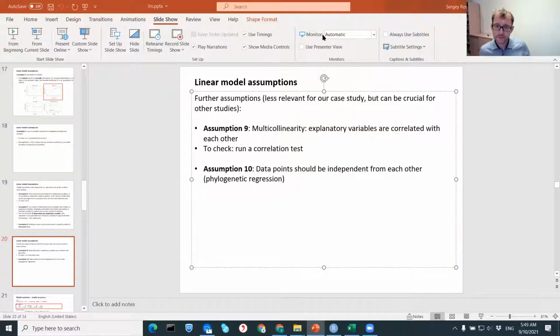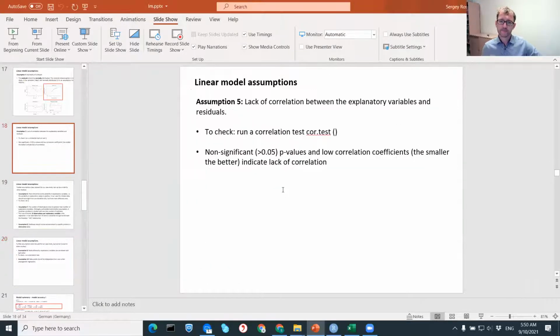So I see a question here. So let's go back to assumption 6.